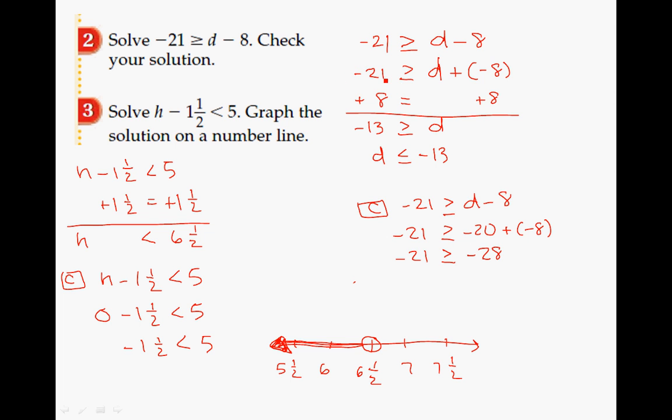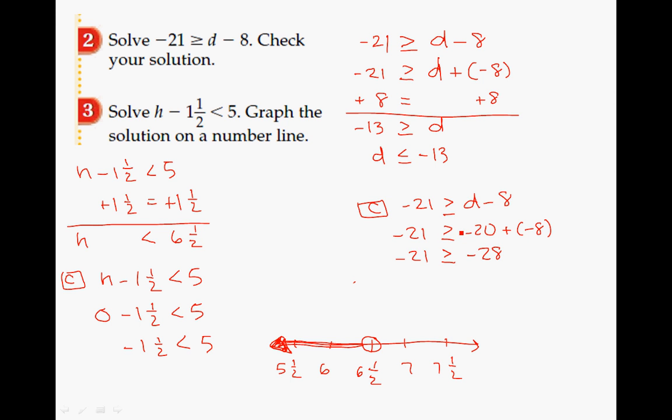Writing this in a vertical format, we add a negative 8 instead of subtracting 8. So that means I'm going to add 8 to both sides, and you should have ended up with negative 13 is greater than or equal to d. So now turning it around so that d is being talked about first, d is less than or equal to negative 13. The reason why you want to do that also is it makes a little bit more sense to pick a number that is less than negative 13.